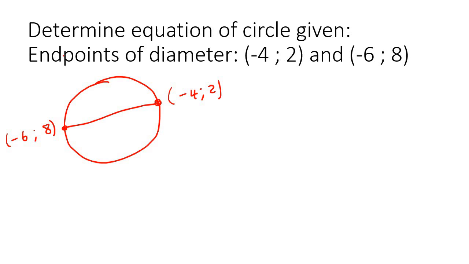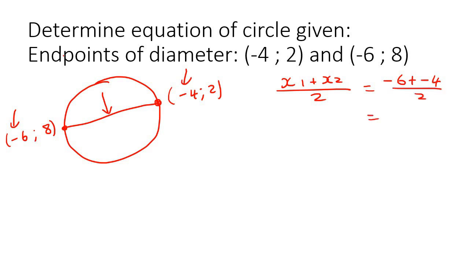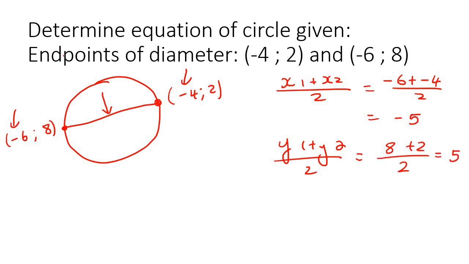So we need to go find the circle center. To find the circle center, we need to know the midpoint of all of these values. So let's start with the x values. To find the midpoint of any two numbers, you add them together and then you divide by 2. So that would be minus 6 plus negative 4, because that's the first one and that's the second one, divided by 2, and that's going to give you negative 5. We do the same with the y values, so that's 8 plus 2 divided by 2, and that would give us 5. So we now know that the circle center is at negative 5 and 5. So that would be your h, that would be your k.